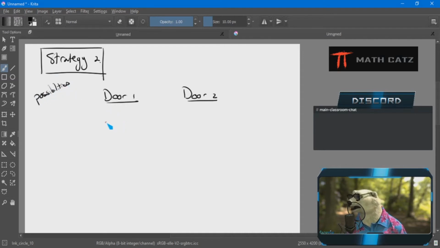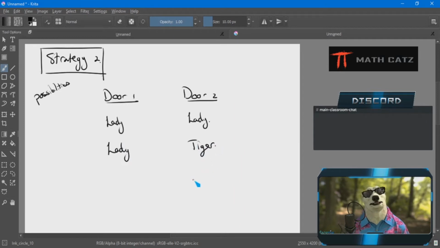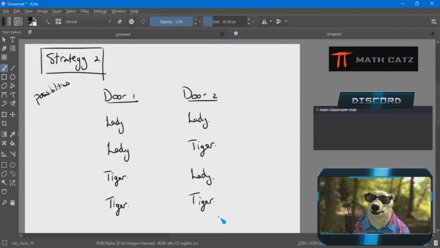Possibilities. I could have a lady behind each door. Maybe the king is in a very, very generous mood. And he puts a lady behind each door. Why not? That is possible. Or there could be a lady behind door one and a tiger behind door two. That's possible. Or the other way around. I know nothing, right? I'm listing every possible thing that could happen under the sun. Anything I can think of. Or the king woke up in a very grumpy mood and he puts a tiger behind each door. That is also possible. But because I have only two doors, nothing else could possibly happen.